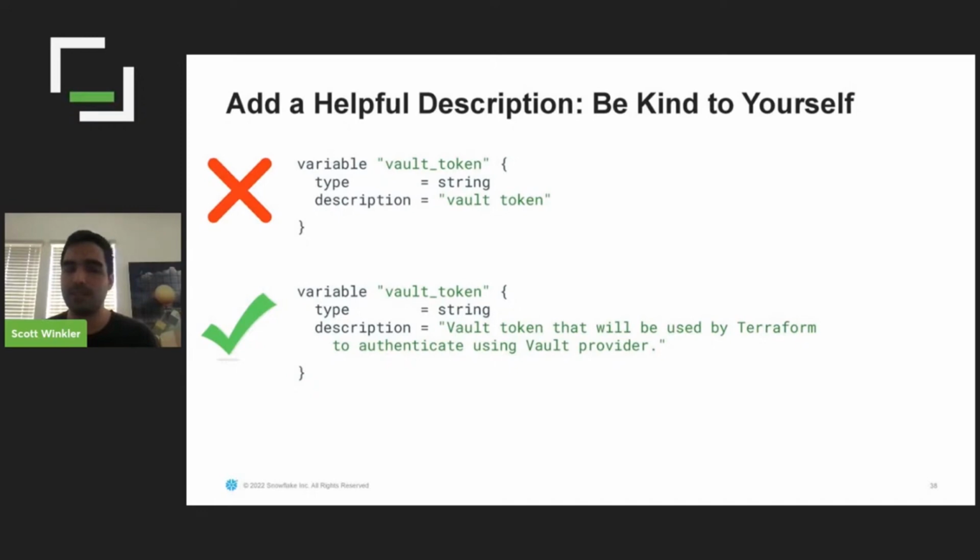In the first example, just calling it vault token doesn't tell you any additional information that you didn't already know. So in that case, I may not even put a description, because what is the point of having a not helpful description? Whereas the second example just provides a little bit more detail about what that variable is and where it's being used, maybe a link to some documentation.